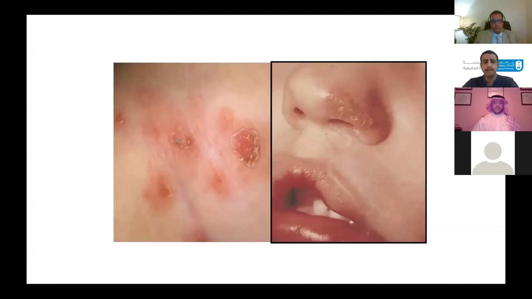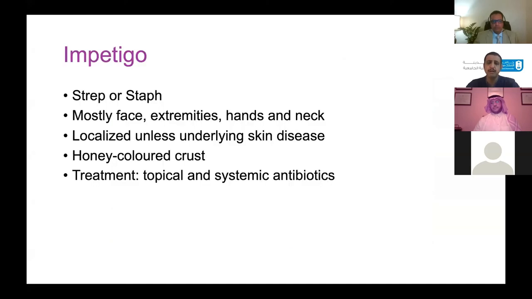So here, if you see those crusts, okay, this is impetigo. Impetigo is usually a secondary bacterial infection. We are seeing it mainly on the face and it could be on the extremities too, characterized by this honey crust appearance. The treatment will be either topical or systemic antibiotic, depending on the area affected, and it's usually caused by strep or staph infection.